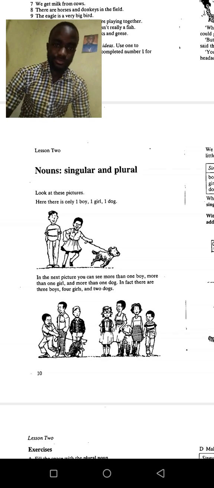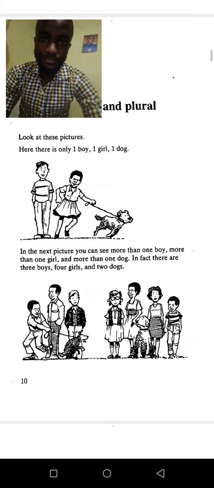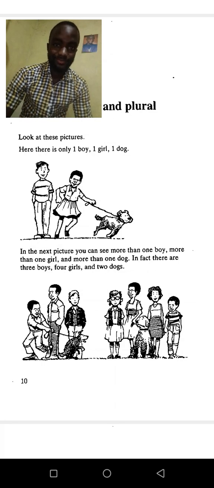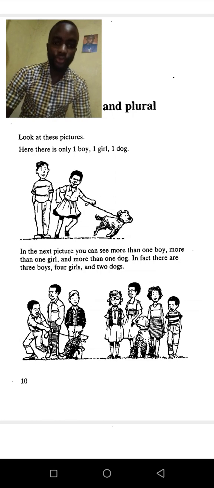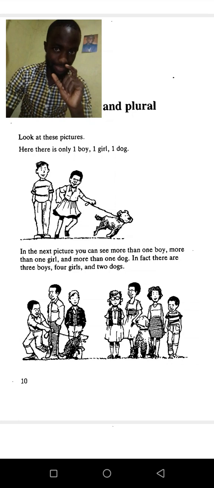Look at these pictures. Can you read with me? Look at these pictures. There are two pictures here. In the first picture, there is only one boy, one girl, one dog. In the next picture, you can see more than one boy, more than one girl, and more than one dog. In fact, there are 3 boys, 4 girls, and 2 dogs. And you can see it clearly. It is well illustrated there. So you have an observation. I'm sure that you have observed something, a change in the singular word.